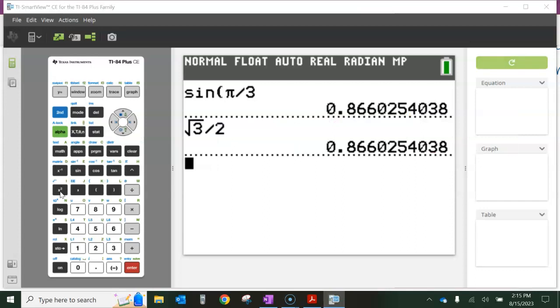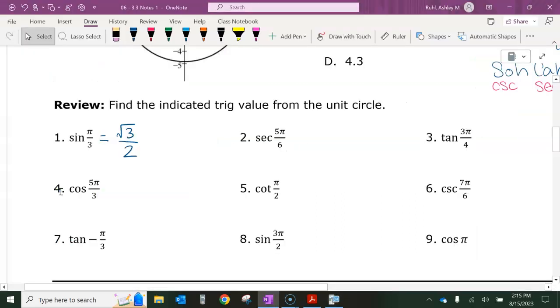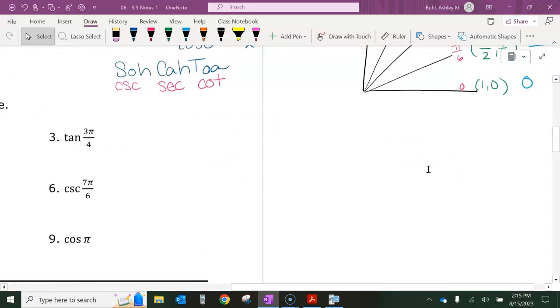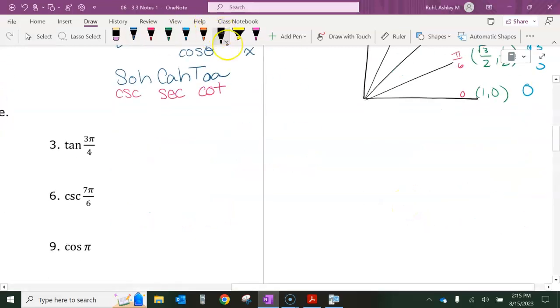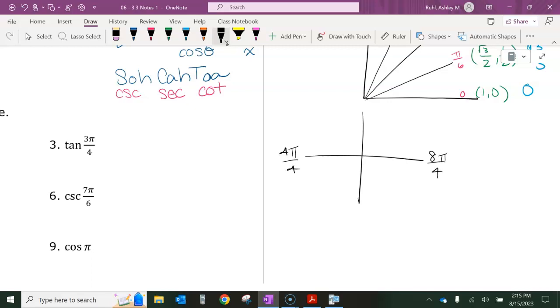I'm going to skip the next one really quick and come back to that. We're going to do tangent 3 pi over 4. Well, 3 pi over 4 is not in my first quadrant, so I don't have the radian measure right in front of me, but I can figure out which quadrant it's in. The way that I always do these is I take what I'm dividing by, that 4, my denominator, and I turn this into 4 pi over 4 and this into 8 pi over 4. The reason I do that is because 4 pi over 4 is equivalent to pi, and 8 pi over 4 is equivalent to 2 pi.